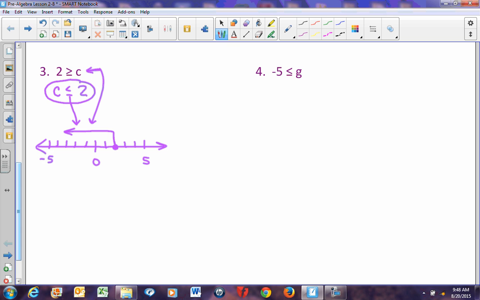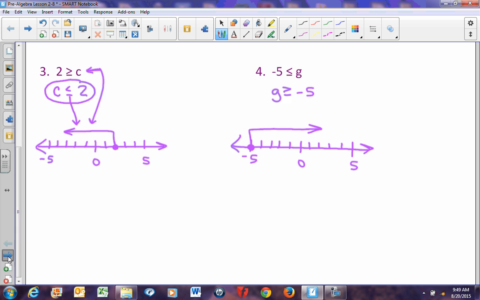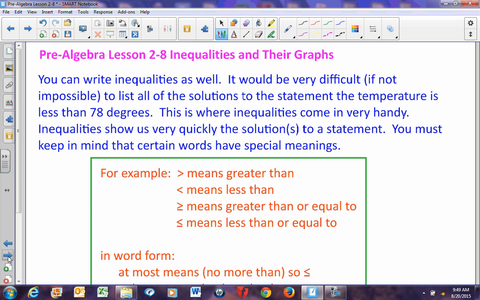Number 4, negative 5 is less than or equal to g, or g is greater than or equal to negative 5. Points at negative 5, still points at negative 5. Okay? Here's mine. 1, 2, 3, 4, 5. Greater than or equal to, close circle at negative 5, and a line that goes to the right. Okay? Graphing inequalities isn't difficult. You just have to make sure that you can remember when to close your circle and when to open your circle. Now, you can write inequalities as well.